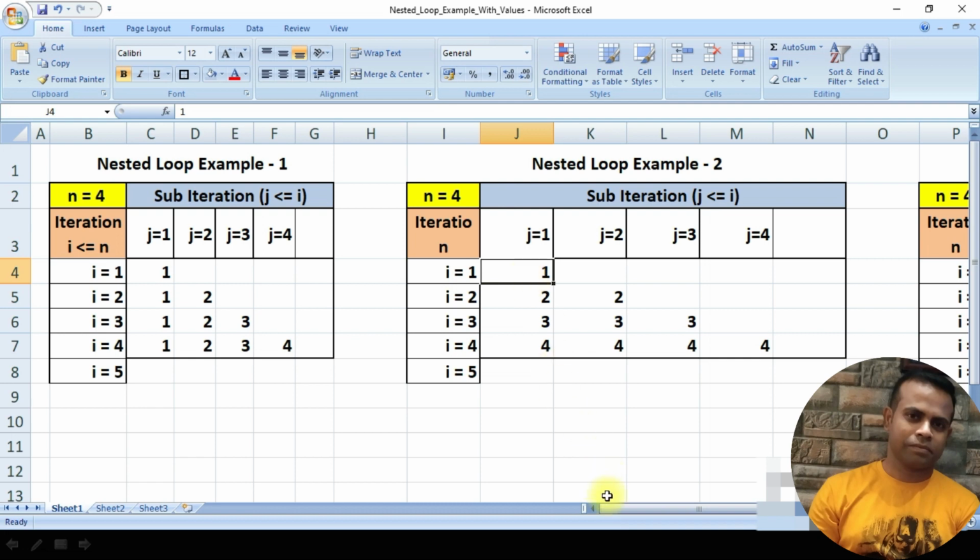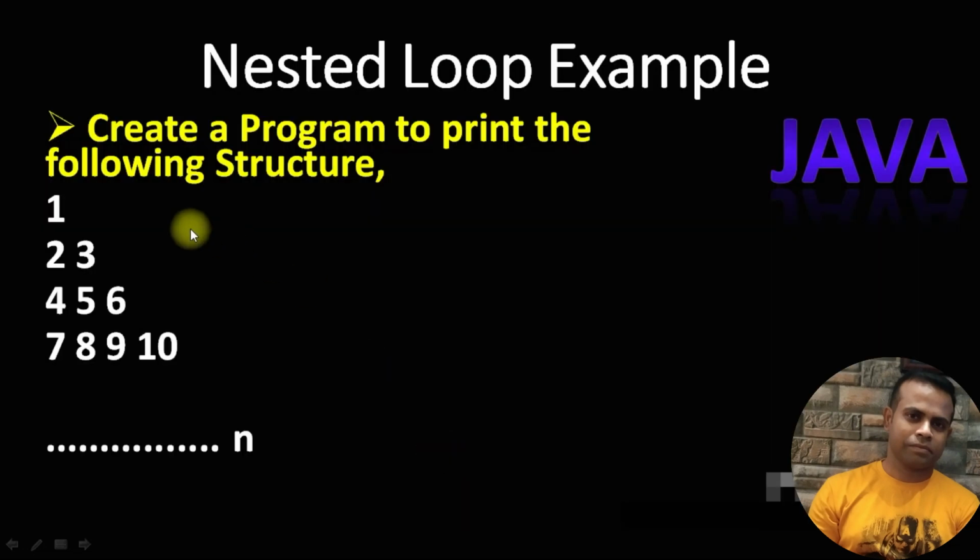Now in today's example we have to use a different concept because we don't need this type of thing, 1 then 1 2, or even 1, then 2 2, then 3 3 3. In today's example we have to print like this: first 1, then 2 3, then 4 5 6. So definitely we cannot use i or j for the print statement, right? So how can we achieve this?